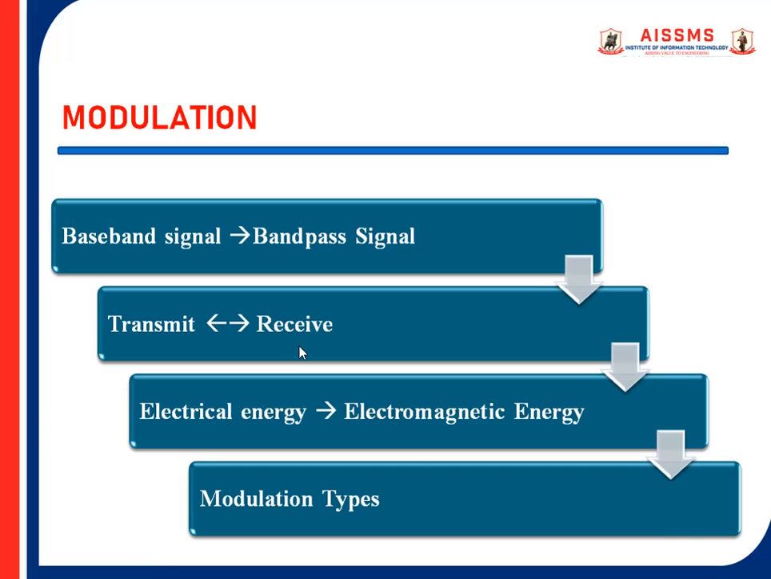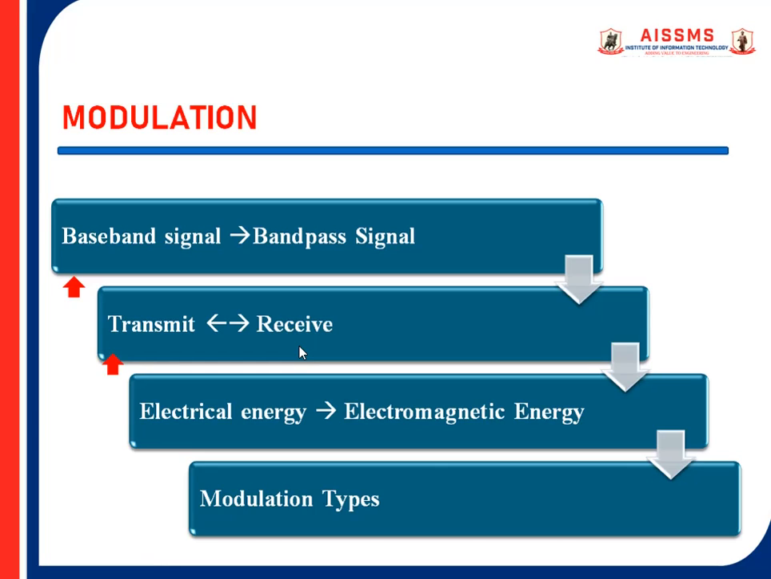Modulation. The aim of modulation is that the baseband signal is transferred into a bandpass signal. It allows the signal to be transmitted and received with shortened antennas. The shorter the wavelength of the transmitted signal, the shorter is the length of the antenna.